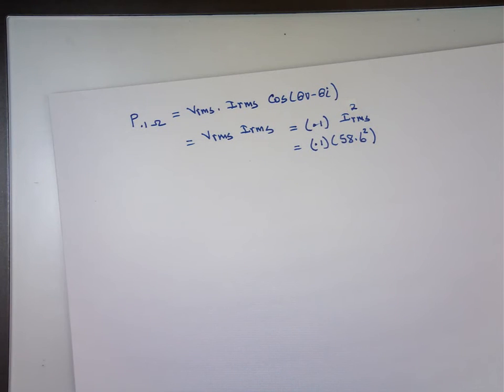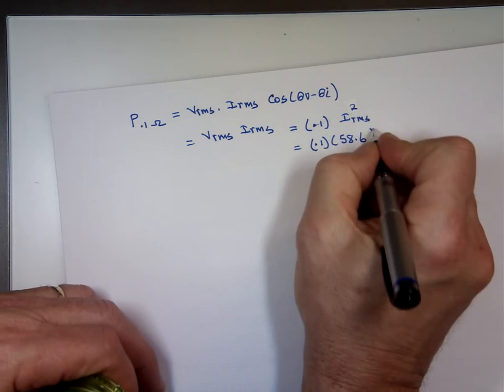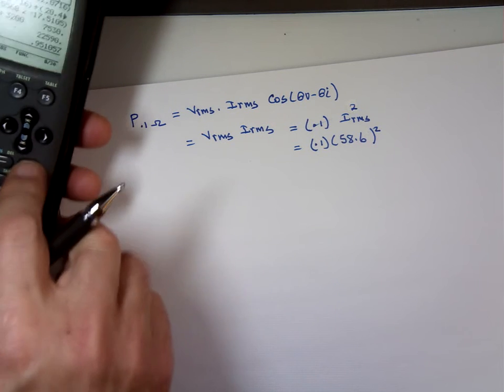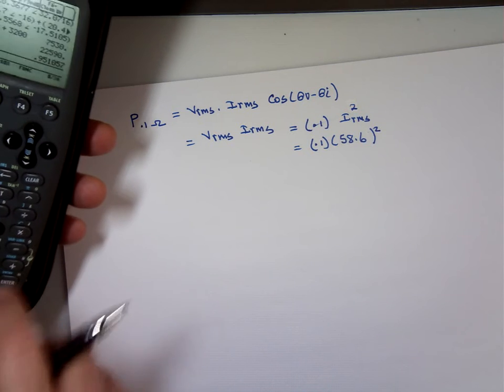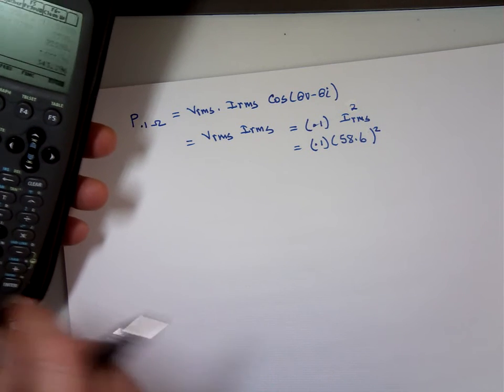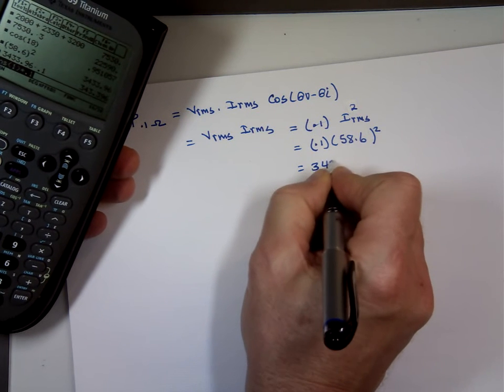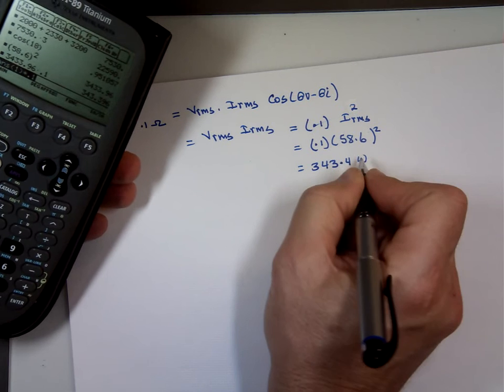And I should have put the square outside. Boy, these early classes. Doesn't really matter, I can put it inside or outside. So 58.6 squared times 0.1 is what? That's equal to roughly 343.4 watts. Well, how many 0.1 ohm resistors do we have there?